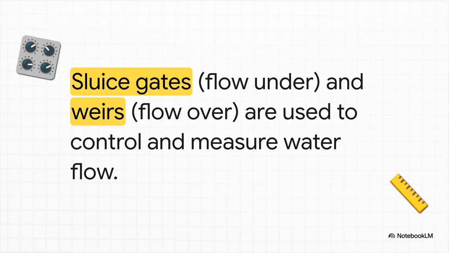And engineers use all kinds of physical structures to control and measure water by basically manipulating its state. A sluice gate, which forces water to flow under it, well, that accelerates the flow into a supercritical state. A weir, on the other hand, which forces water to flow over it, is often used to get the flow right to that critical state, which is perfect for measuring the flow rate really precisely.